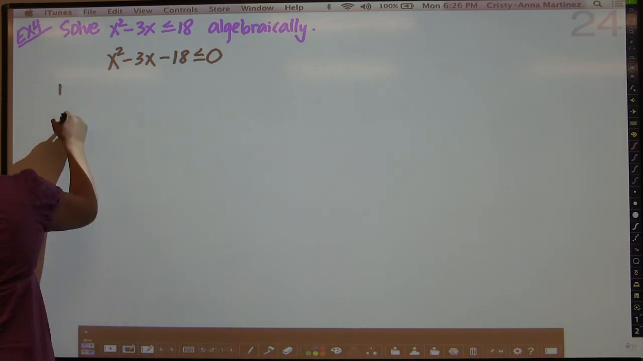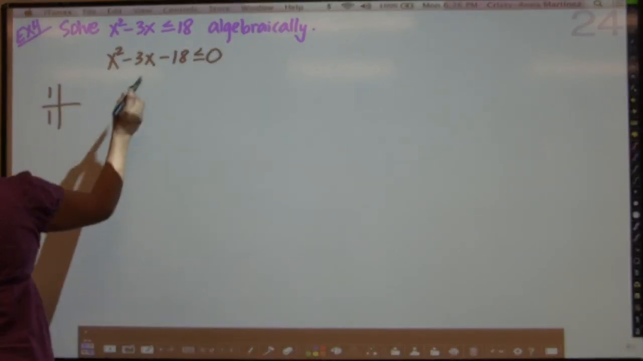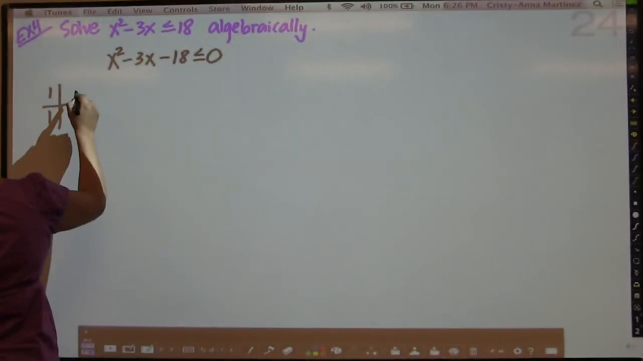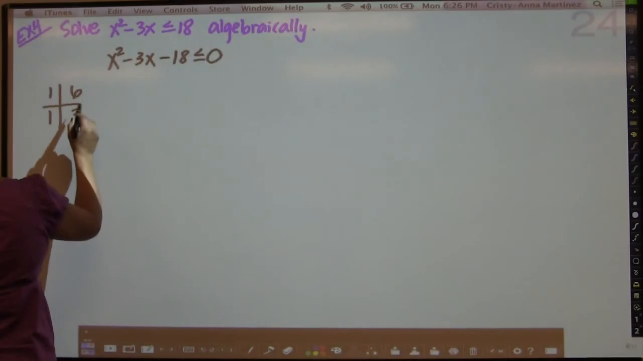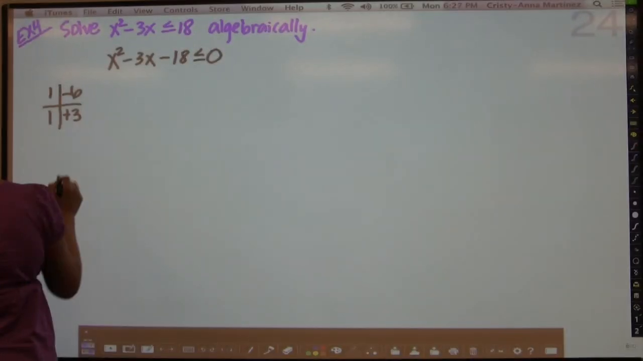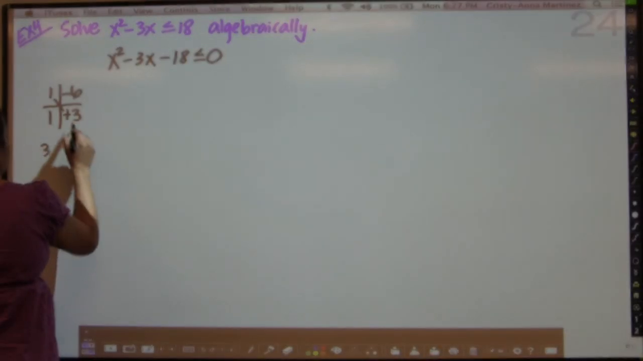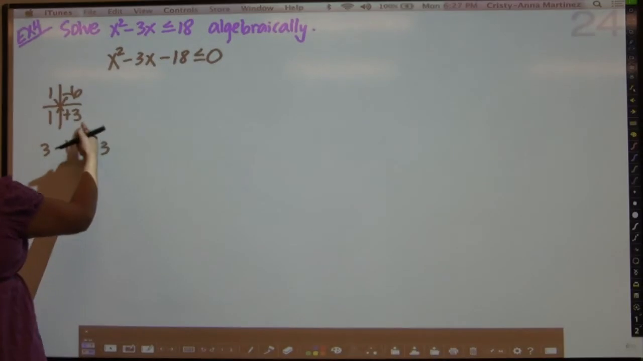So I'm going to factor because I believe this is factorable, and 18 is going to be 6 times 3, and then I'm going to go negative 6 and positive 3 because 3 minus 6 is negative 3, which is what that is, and negative 6 times positive 3 is negative 18.